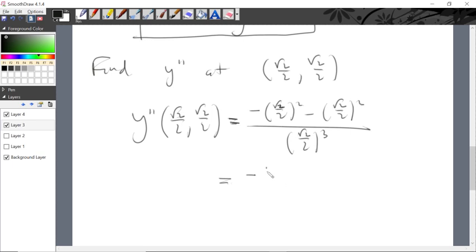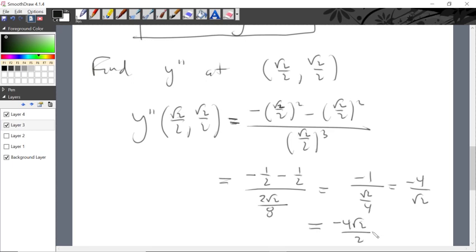So this is negative 1/2, right? The square of root 2 over 2 is 1/2. Minus another 1/2, and then the denominator, we got 2 root 2 over 8, right? So negative 1/2 minus 1/2 on top gives us a negative 1. The denominator is root 2 over 4. So this is negative 4 over root 2, or if I rationalize the denominator, negative 4 root 2 over 2, which is equal to negative 2 root 2.